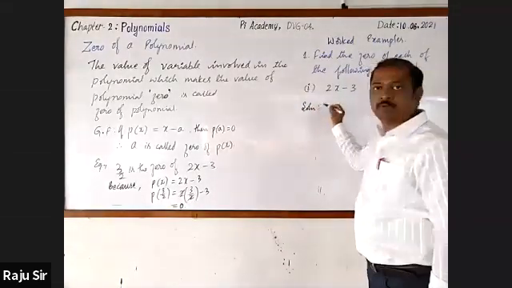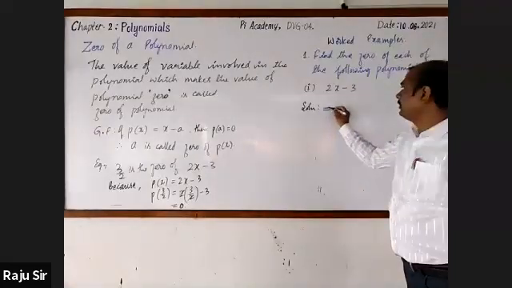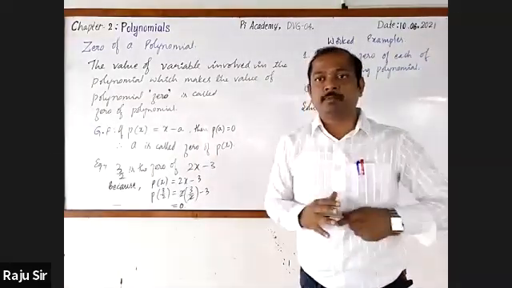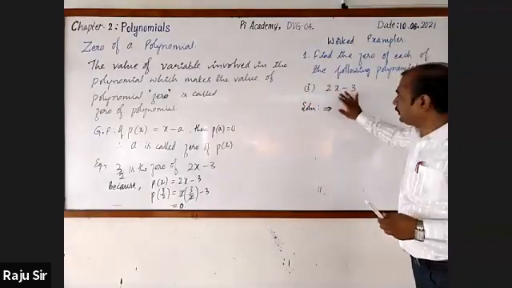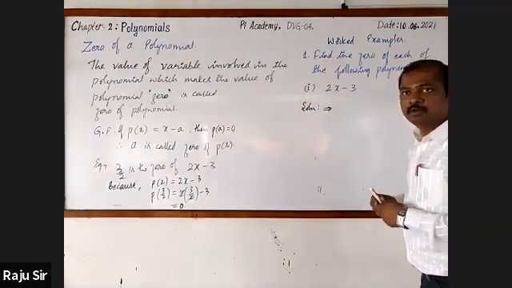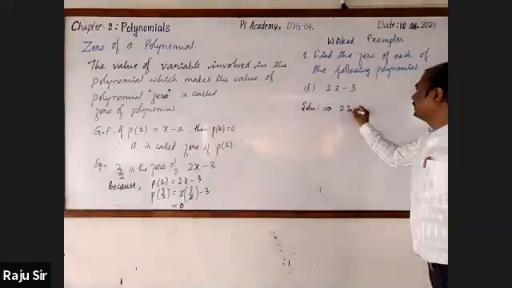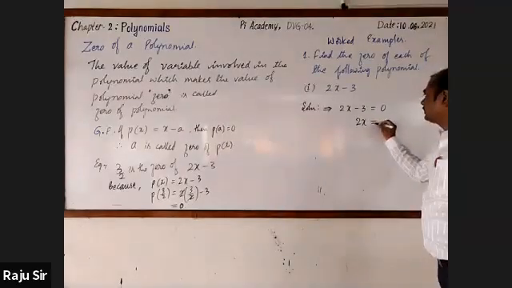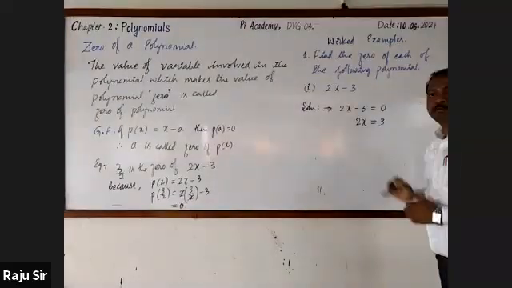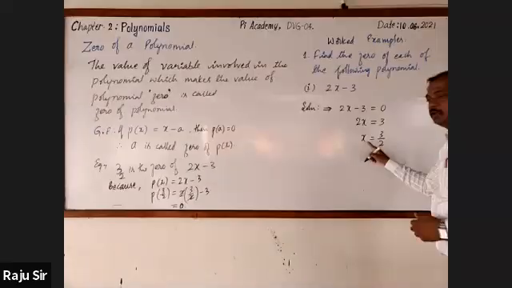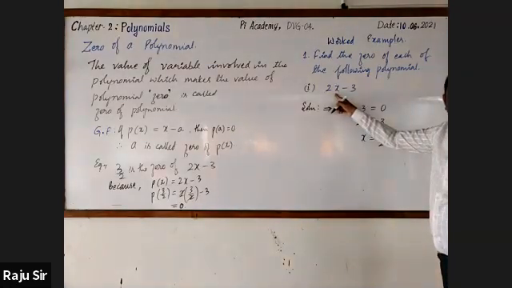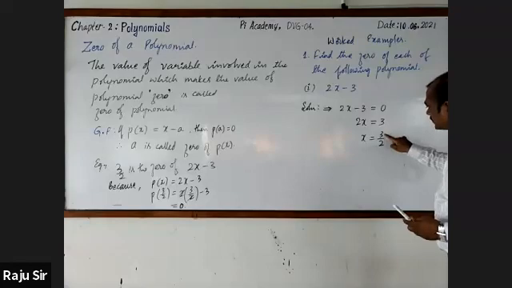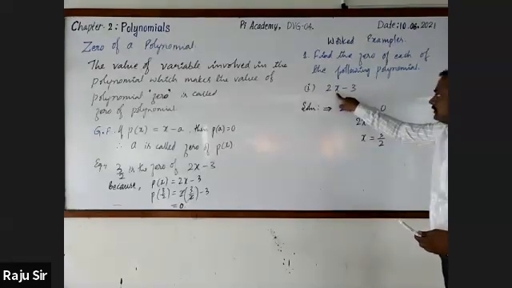Let me show you the first one. Just look at it. While finding the zero of the polynomial, you will go for equating the given polynomial to zero. Everybody, just look at the board. It is 2x minus 3 equal to 0. Then 2x, we want the value of x, and again 0 plus 3. Transfer minus 3 to the right hand side, it becomes plus 3. Then x is equal to 3 by 2. Here 3 by 2 is called the zero of this polynomial. When you substitute 3 by 2 in place of x, it becomes 0.